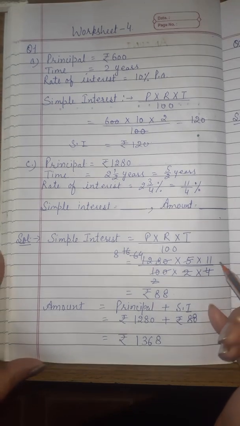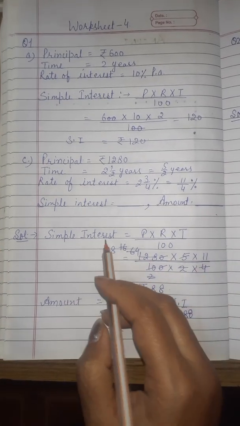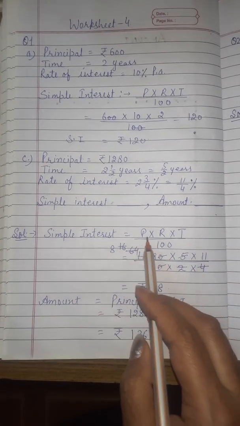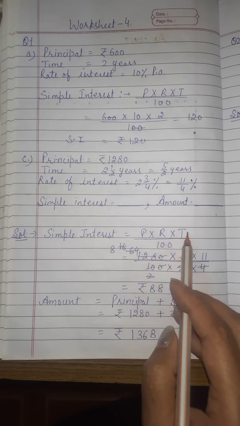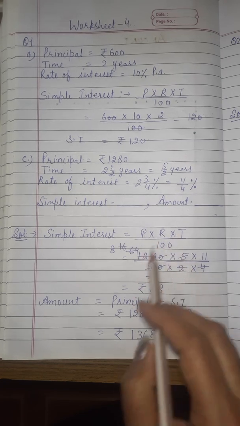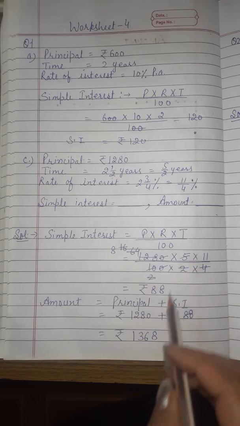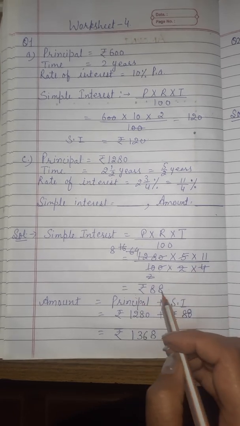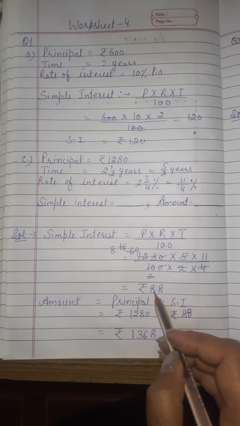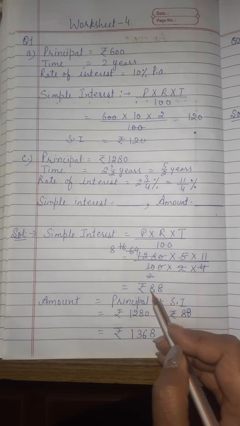Now we will calculate the simple interest by using the formula of simple interest, that is principal into rate into time upon 100. Substitute all the values. Now solve it. This is rupees 88. So rupees 88 is the simple interest.